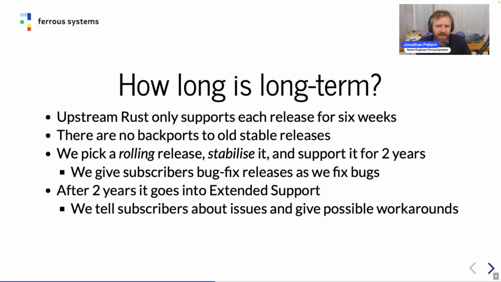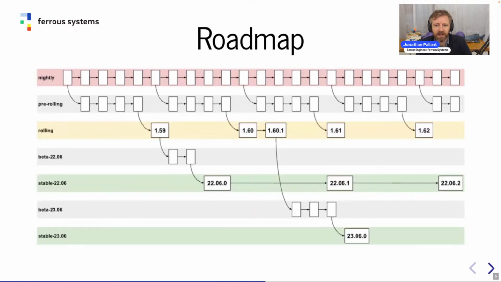So Upstream does a release every 6 weeks, and they will never backport to previous stable releases. We take those Upstream releases and we sort of give them further stabilization, apply our fixes and so on. And that's a Ferrocene release. After 2 years, it goes into extended support where we may not be able to fix bugs. We may just give you workarounds, but we are going to try and give 2 years of support on every Ferrocene release. The numbers in this chart are not correct, but it gives you some sense of what's going on.